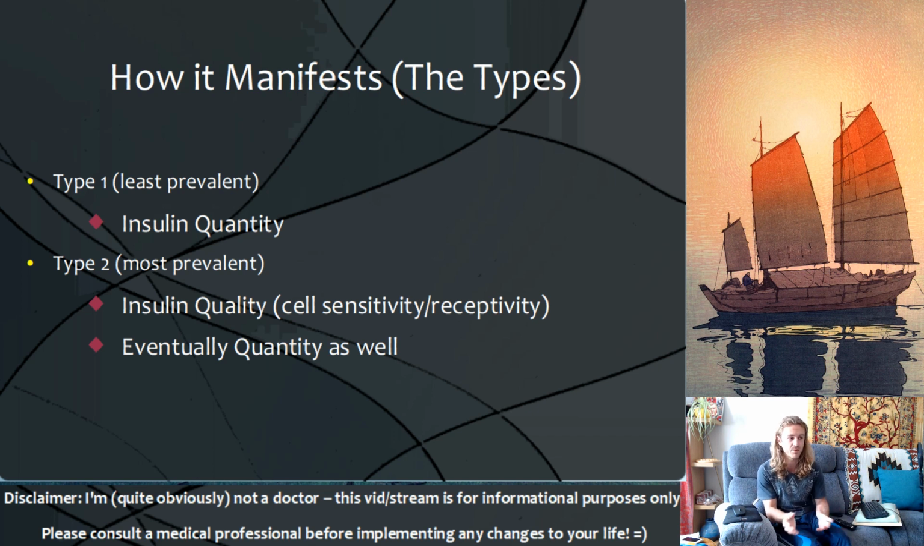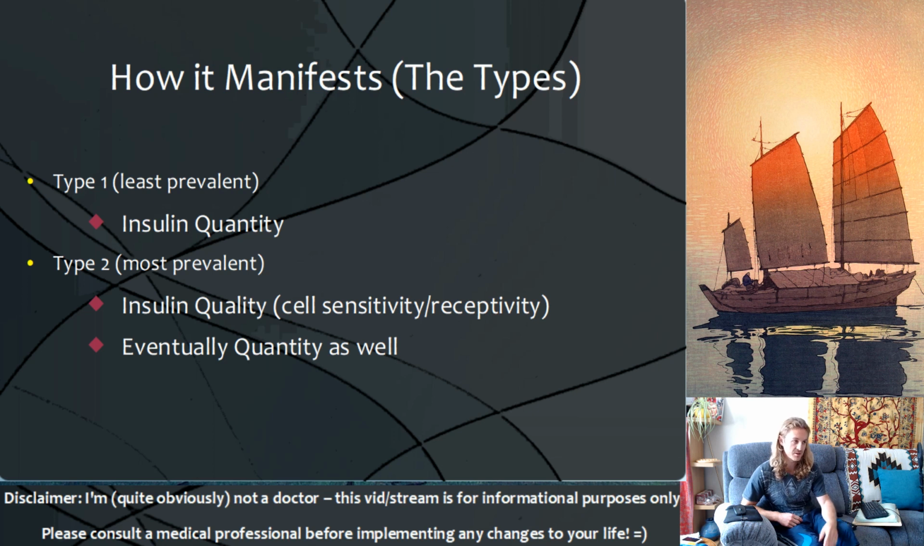Type 1 is the least prevalent of the two main types. There are other types, so I'll go into that in a different video. Type 1 accounts for roughly 10% of people with diabetes, and this is down to insulin quantity. The immune system attacks the pancreas and kills off the cells that produce insulin, and without enough insulin, blood sugar accumulates in the blood rather than getting into the cells and tissues for use as energy. This accumulation and concentration of sugar in the blood is very damaging to the entire body.